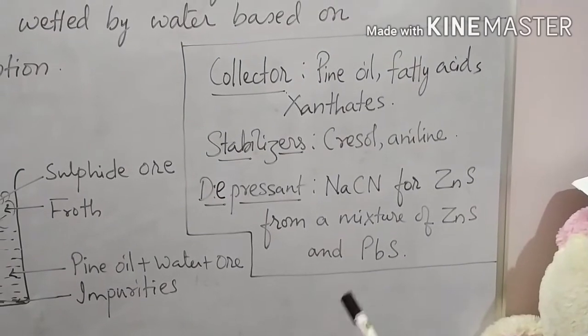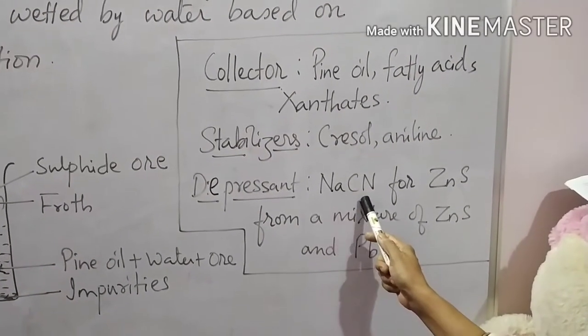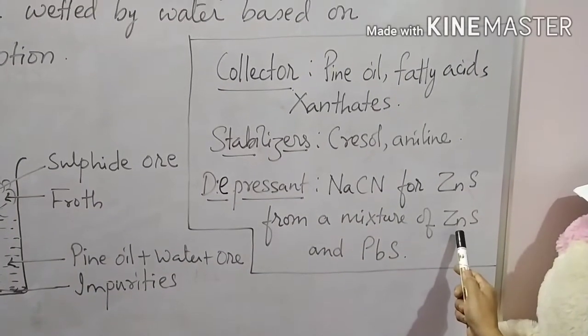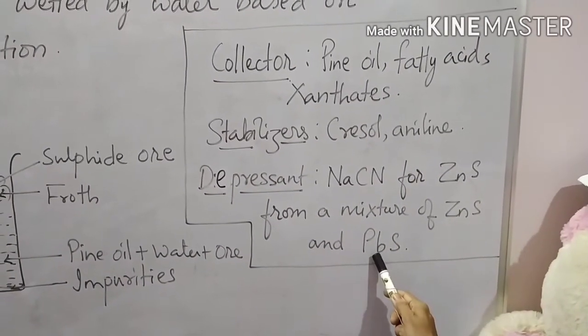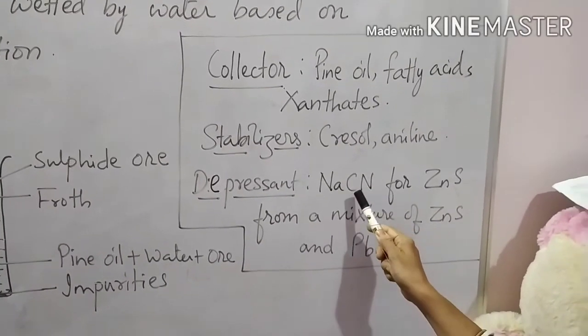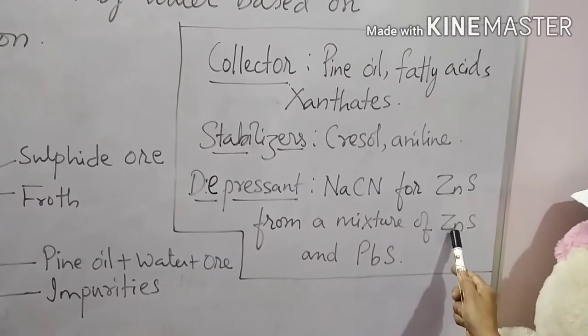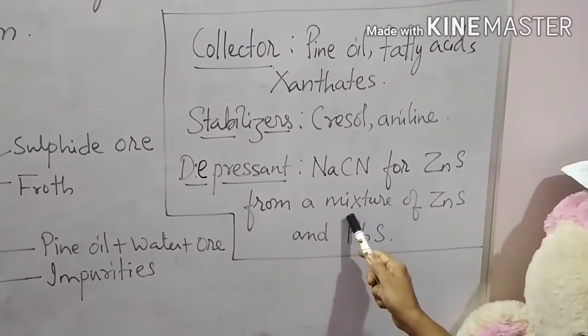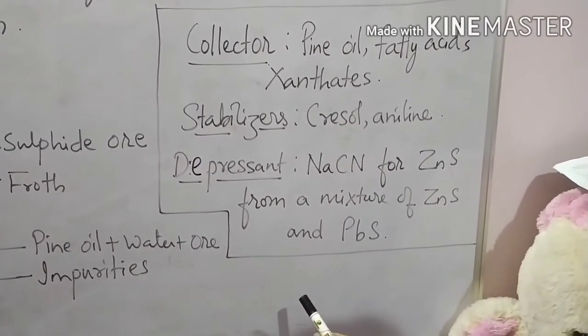So the example is, if I add NaCN, sodium cyanide, to a mixture of zinc sulfide and lead sulfide, and I want to collect lead sulfide, then this depressant is going to depress or suppress ZnS, and along with the froth only lead sulfide will come up.